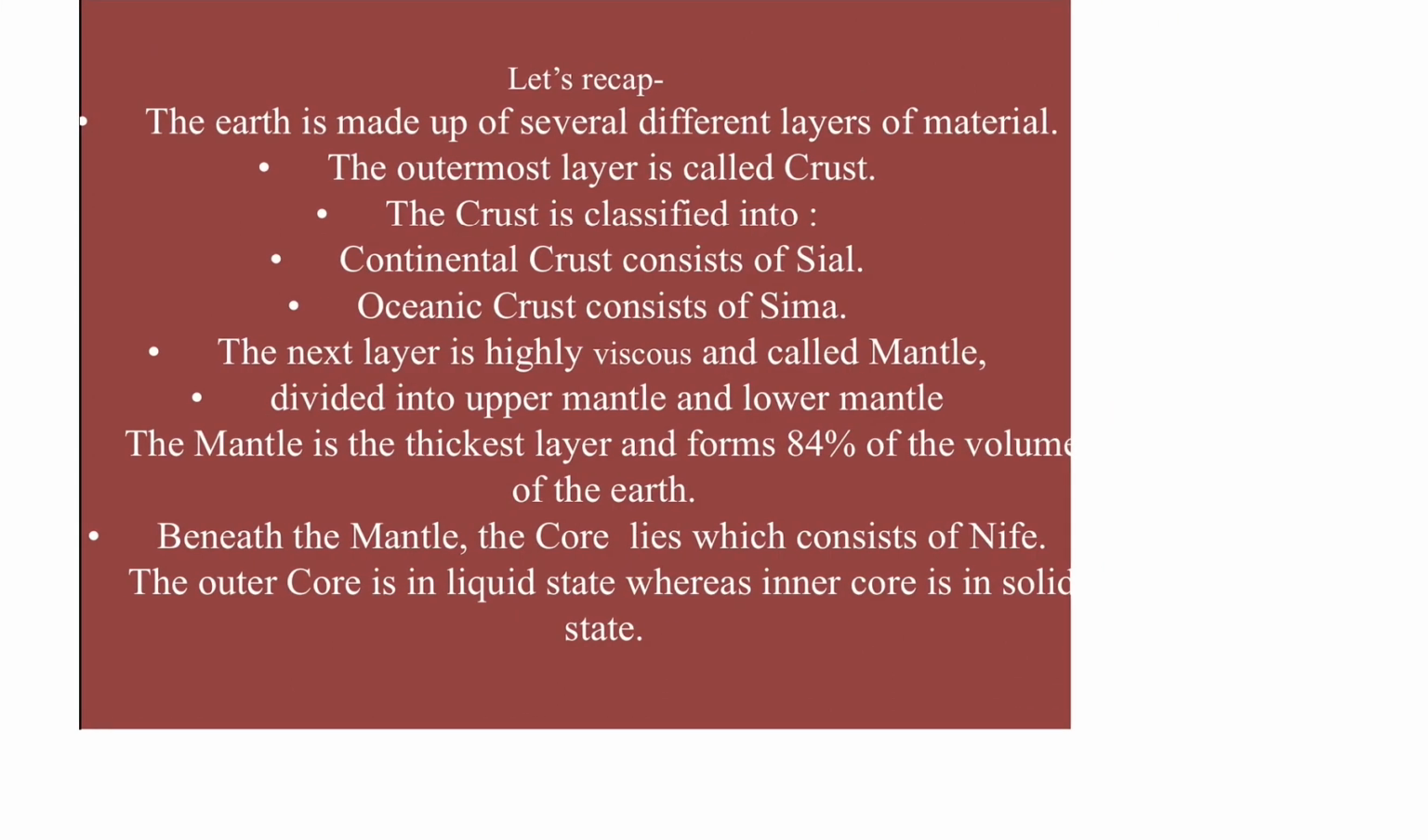Now let's recap what we have done. The earth is made up of several different layers of material. The outermost layer is called crust, which is classified into continental crust consisting of SiAl and oceanic crust consisting of SiMa. The next layer is highly viscous and called mantle, which is divided into two, upper mantle and lower mantle, and this mantle is the thickest of all the layers, and its thickness is 2900 kilometer and forms 84% of the volume of the earth as well.